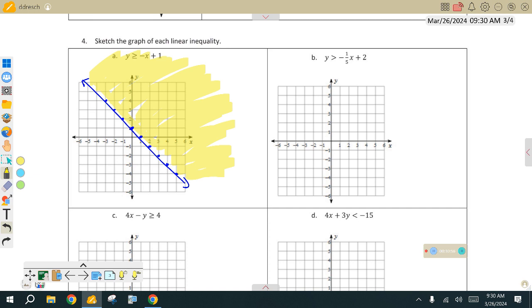All right, let's take letter B. Real quick, let's go graph B. Y-intercept is. Slope is. Yep, and on that negative 1/5, just watch it out.